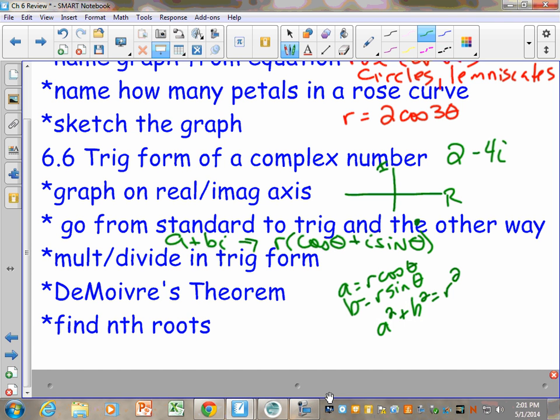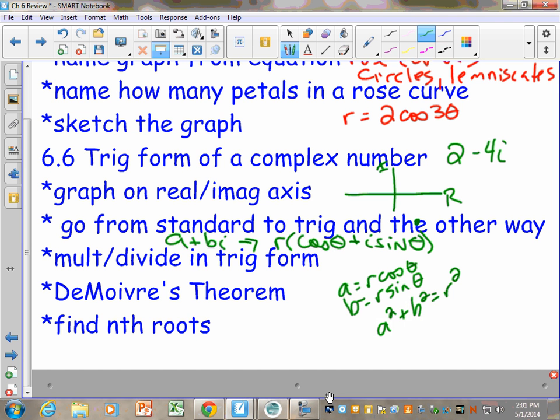In 6.6 day 2, we talked about multiplying and dividing in trig form. Remember that when you multiply the r's, you add the thetas. When you divide the r's, you subtract the thetas. That's probably the easiest formula that we have. Just reminding ourselves of that.